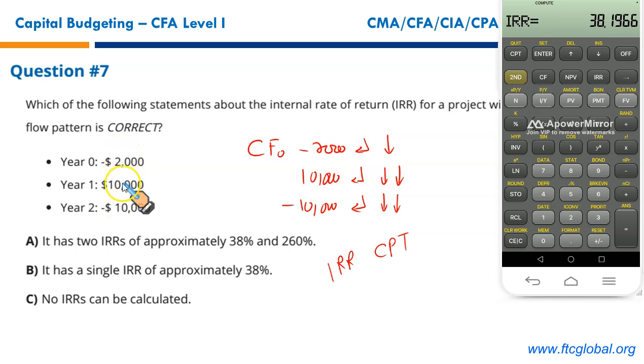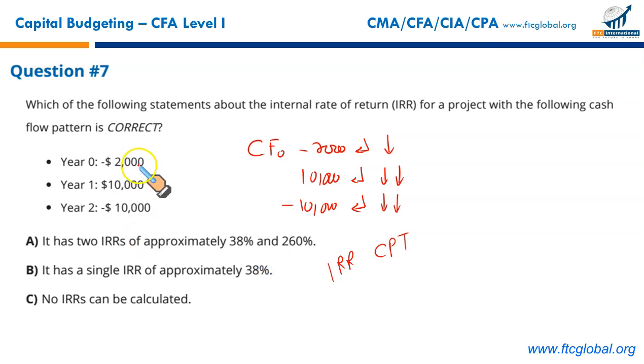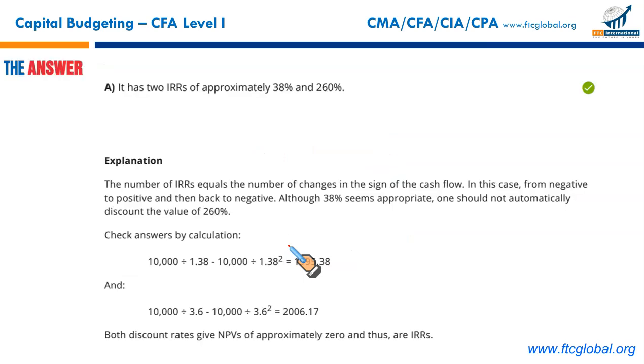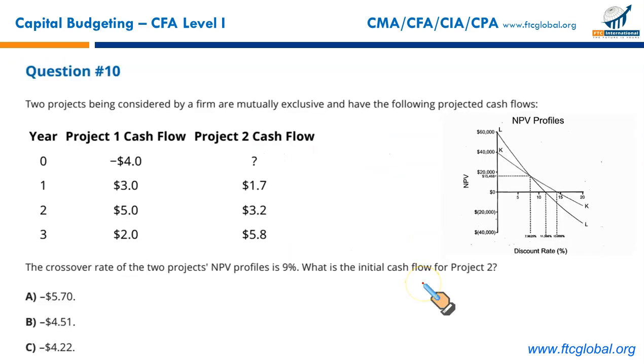It means it's an unconventional project with unconventional cash flows, so it won't have a single IRR. It will have two IRRs. Why? Because cash flows change direction twice in the project, so it will have two IRRs. One of them is 38, which your calculator has calculated. The other is 260. So that makes A the correct option. And A it is. Here we go.